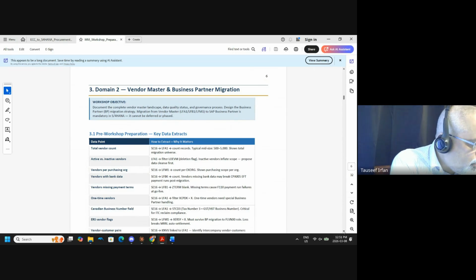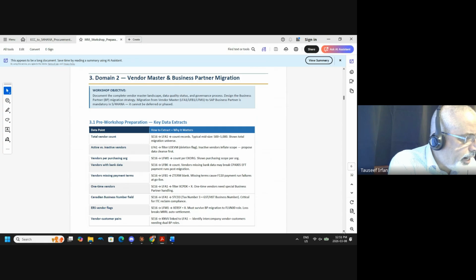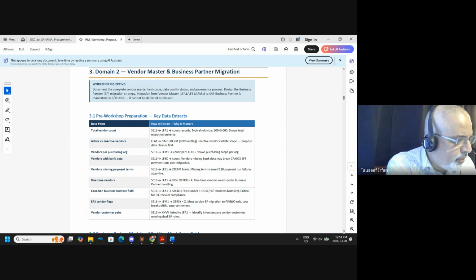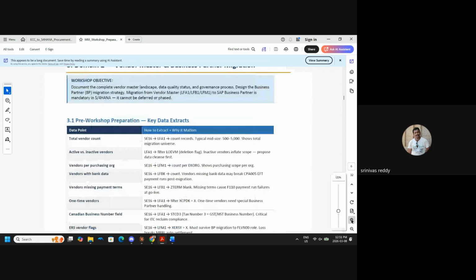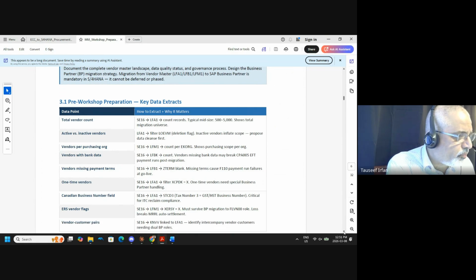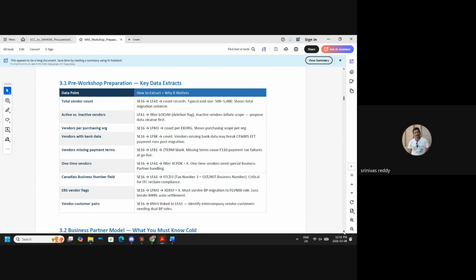Okay, now you see here the data point: how to extract and why it matters. You're seeing this, Srinivas? Yes, sir. Have you started feeling that this is a good thing or not? Yeah, it's good, sir.